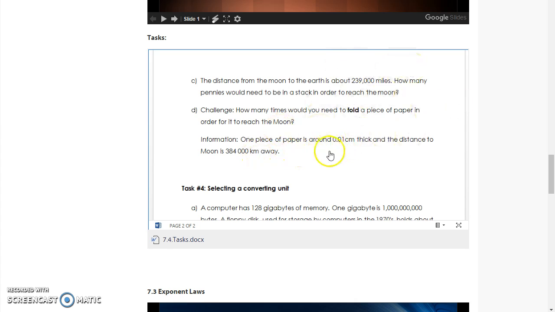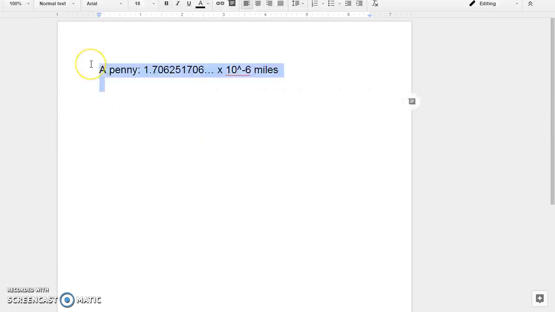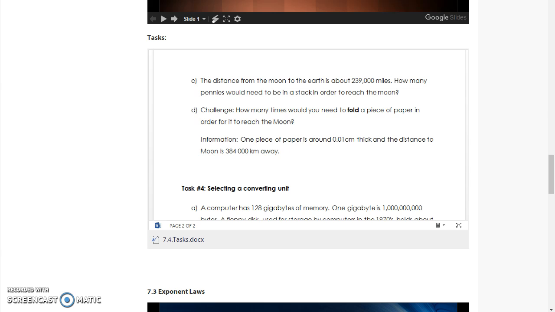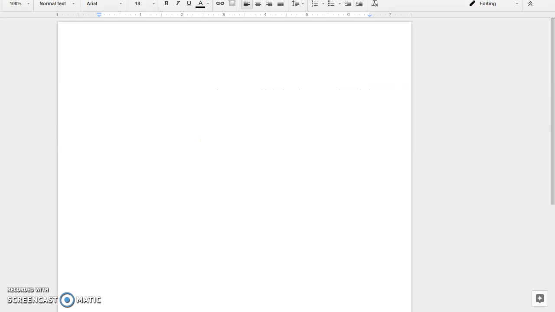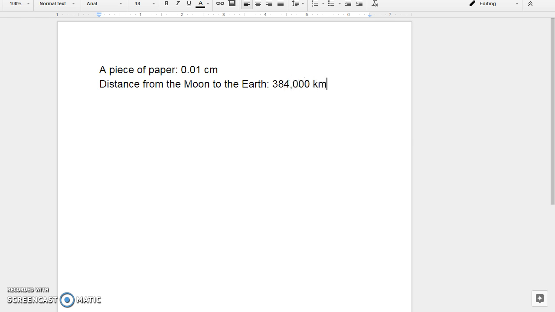This has nothing to do with a penny, so we don't need to care about it anymore. We care about new units and new values. First is 0.01 centimeter, a piece of paper. And the distance from the moon to the earth is 384,000 kilometers away.